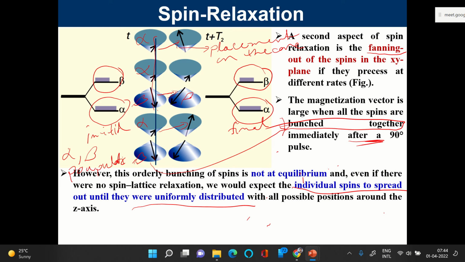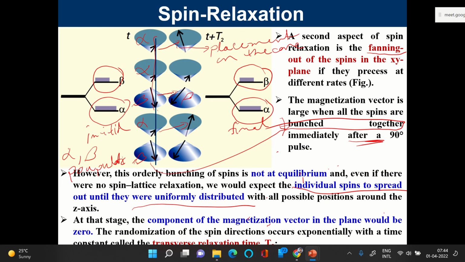Such that their z component remains unaffected. So this is what we mean. This is what we call the transverse relaxation time, T2.